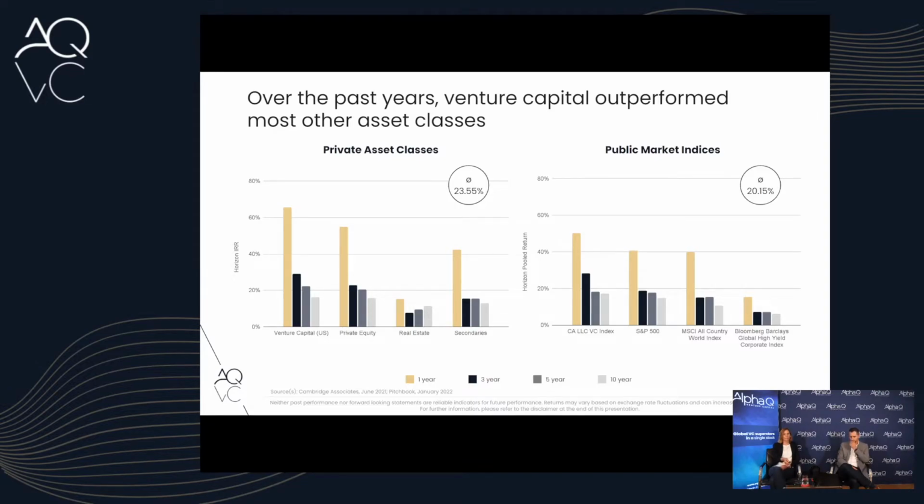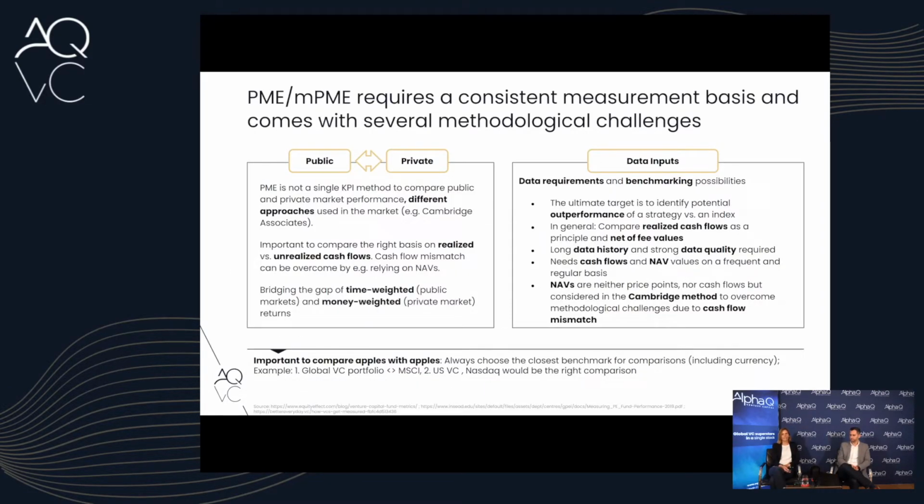So theoretically, it sounds like a pretty convenient method to have. And as you've seen on the last slide, it looks like venture capital outperformed all other asset classes in the past. And normally, when you look at the data requirements, it actually builds on realized cash flows, net of fee values.